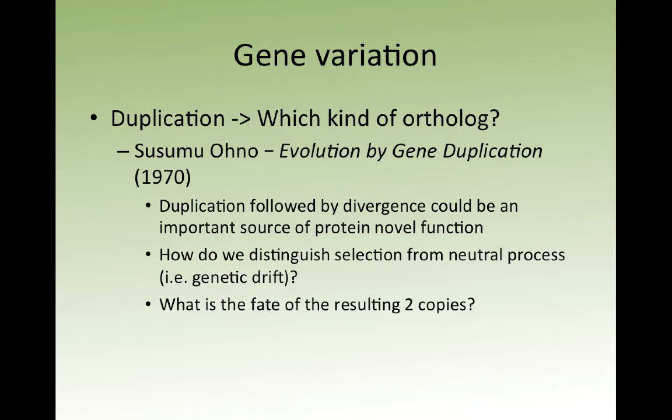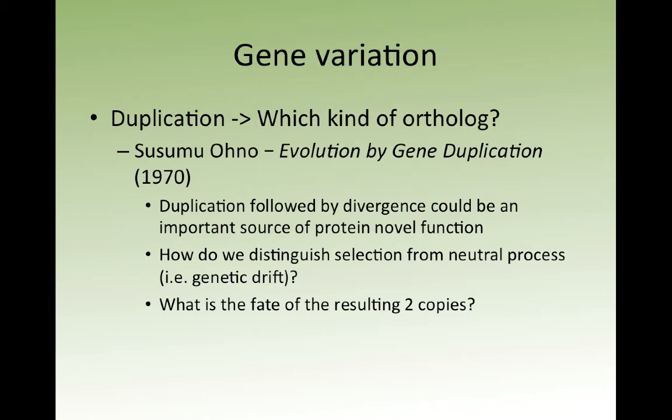Susumu Ohno is a very famous Japanese evolutionary biologist, and wrote a book which has really stood the test of time called Evolution by Gene Duplication. Ohno became well known for his work in this book. And one of the things that he posited as the hypothesis, well before genetics had really taken off as a field, especially molecular genetics, is that duplication followed by divergence could be an important source of novel protein function.